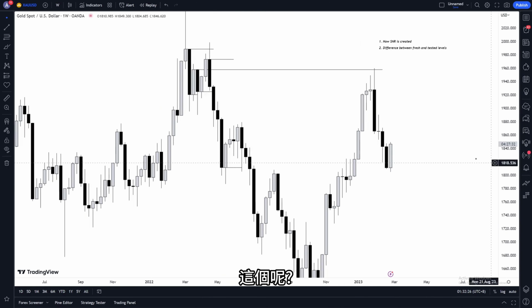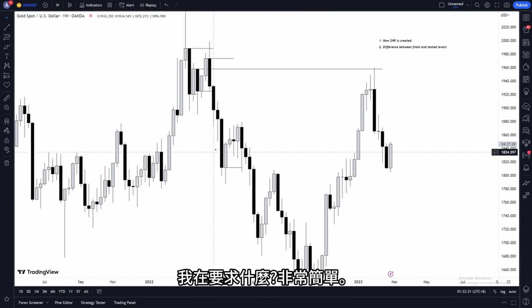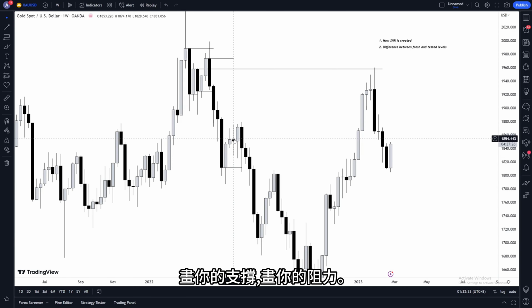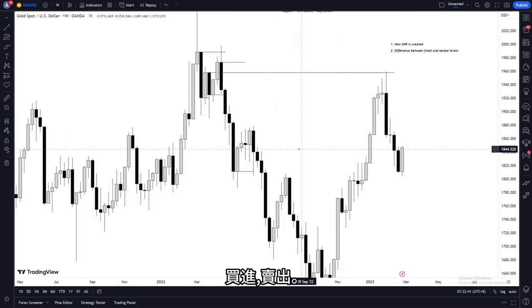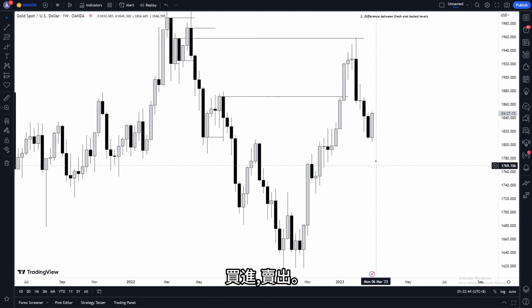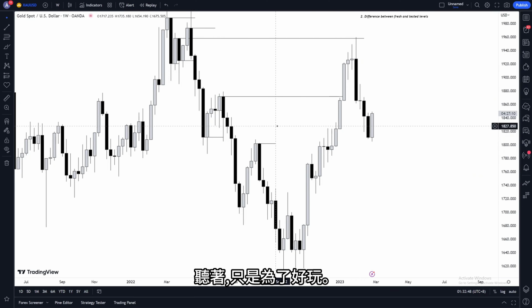What about this one? Yes, this is considered it. Again, guys, don't skip the beat here. What am I asking from you? Very simple. Draw your supports, draw your resistances. Sell, buy. Just like that. Just draw it. Buy, sell. Whether it reacts, doesn't react, listen, just follow.